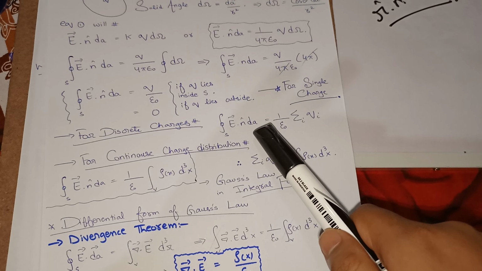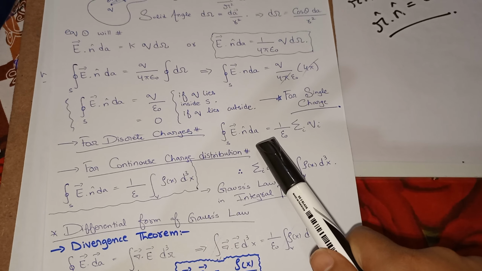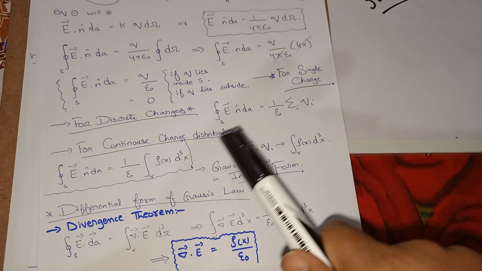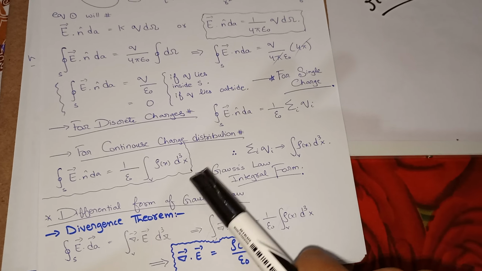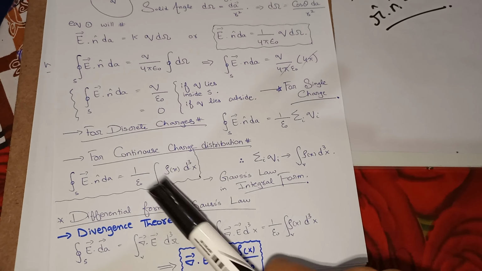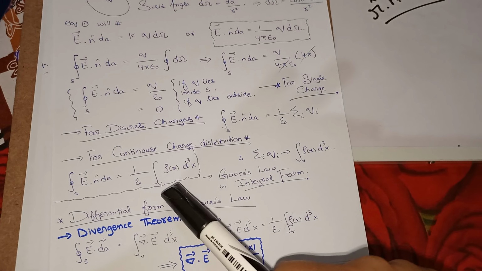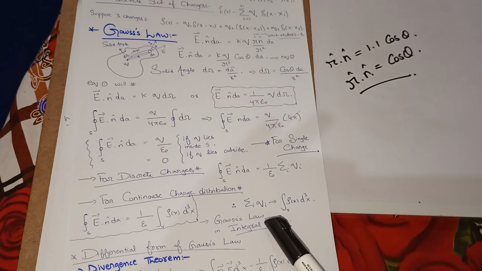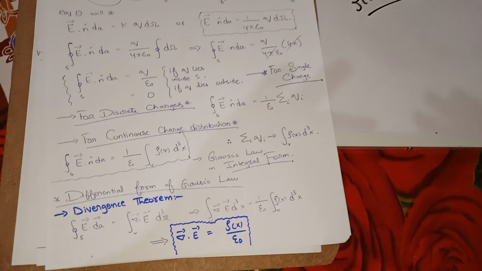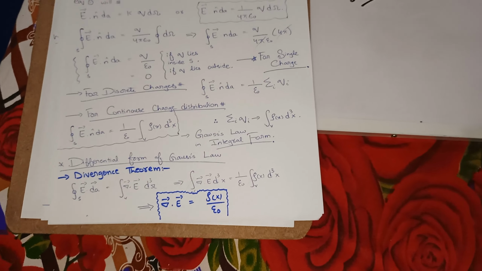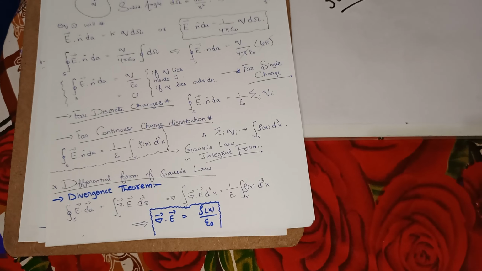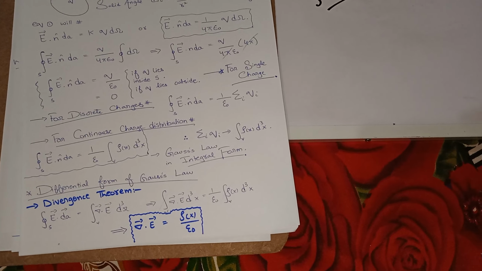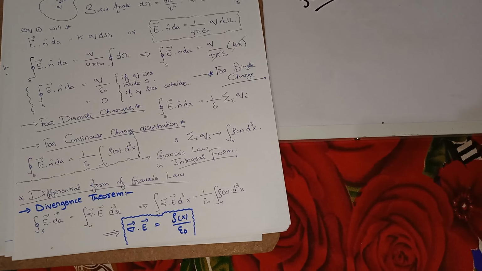Okay, this is the form of Gauss's law. If your charges are discrete, you just have to sum up all your charges. But when your charges are continuous, you do not use summation; you will take a surface integral, and you will use the charge density concept, and this is the integral form. Now we are ending this lecture, and the last thing we will discuss is the differential form of Gauss's law, the so-called divergence theorem.